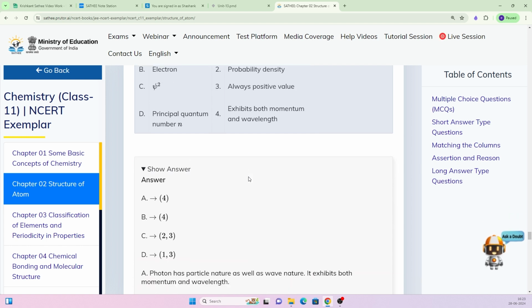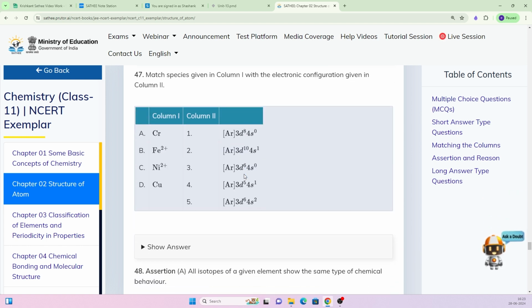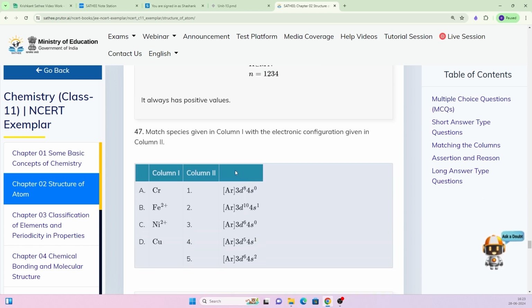Now next. Match the species in column 1. Okay, we have to match the species in column 1 with the electronic configuration that is given.